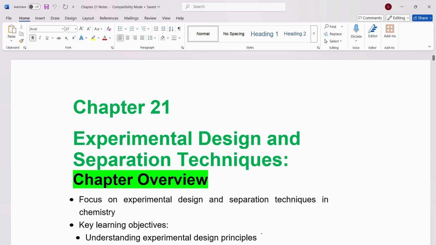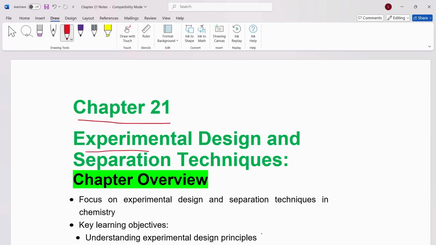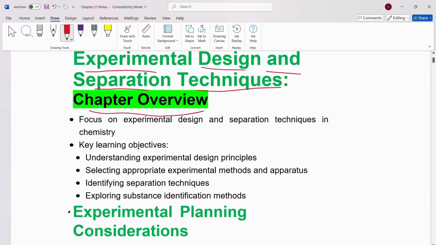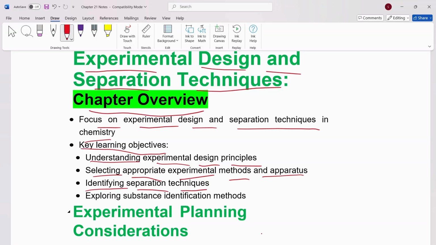Let's start our chapter 21, Experimental Design and Separation Techniques. Chapter overview. Focus on experimental design and separation techniques in chemistry. Key learning objectives include understanding experimental design and principles, selecting appropriate experimental methods and apparatus, identifying separation techniques, exploring substance identification methods.